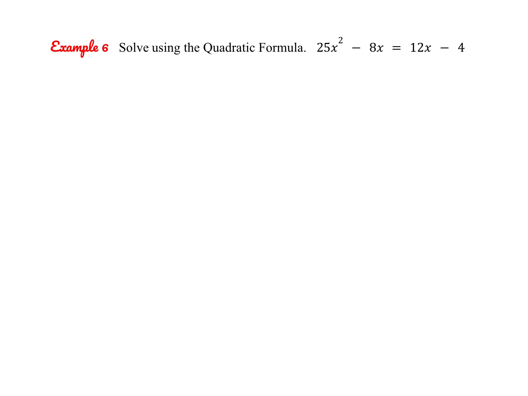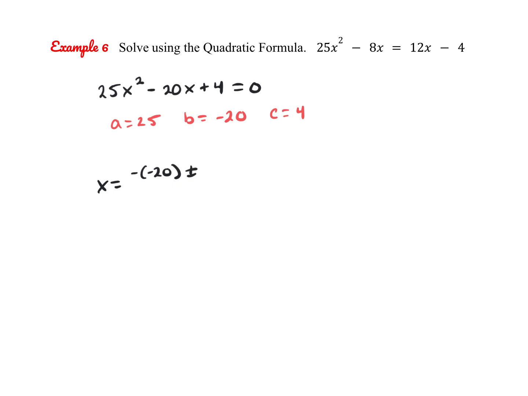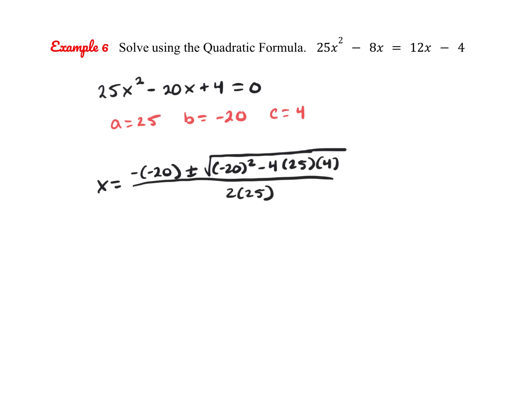All right, let's try another one together. So first we need to get one side of our equation equal to 0. So here we have minus 20x plus 4 equals 0. So I see that a is 25, b is negative 20, and our c value is 4. So we have x equals negative b plus or minus the square root of b squared minus 4 times a times c all over 2 times a.